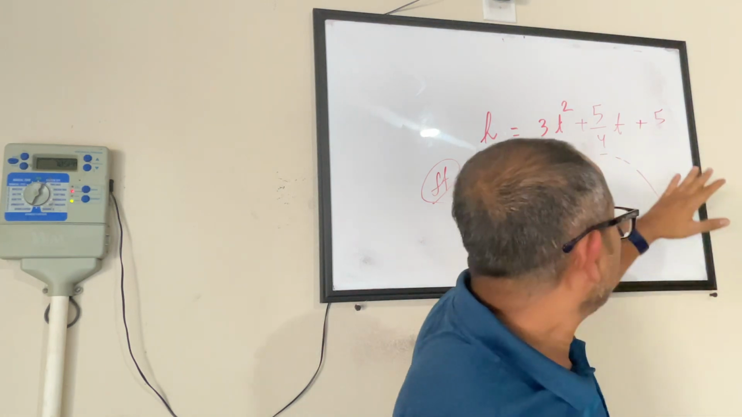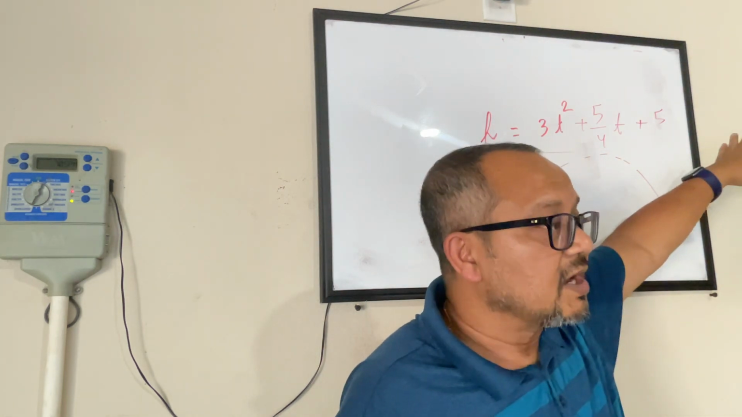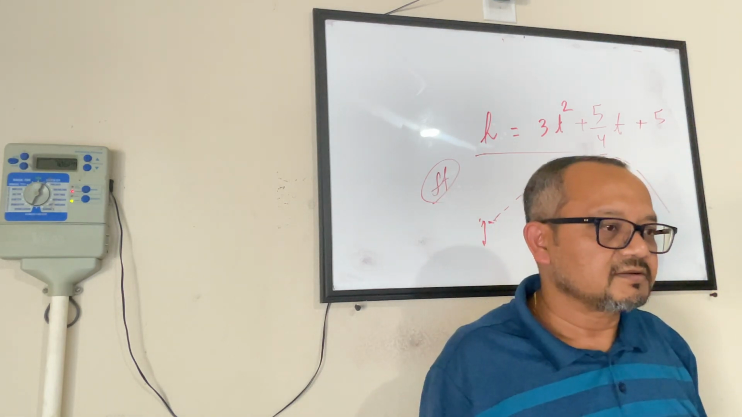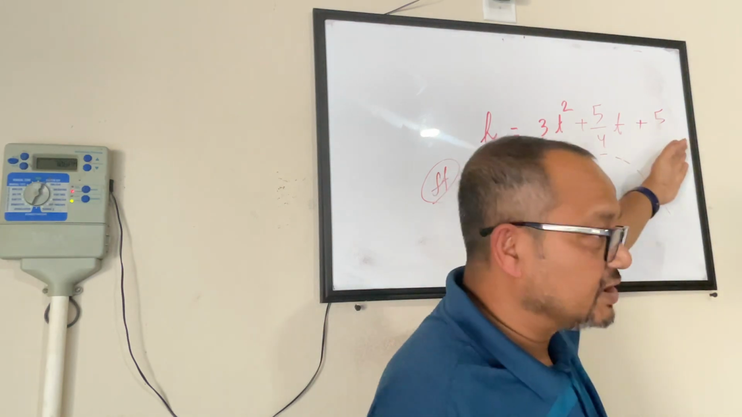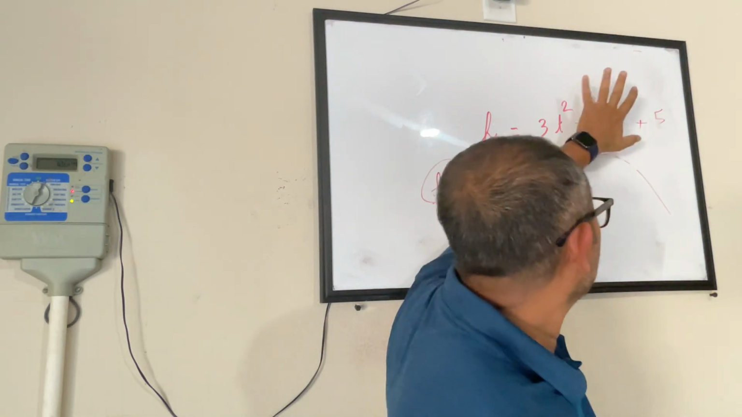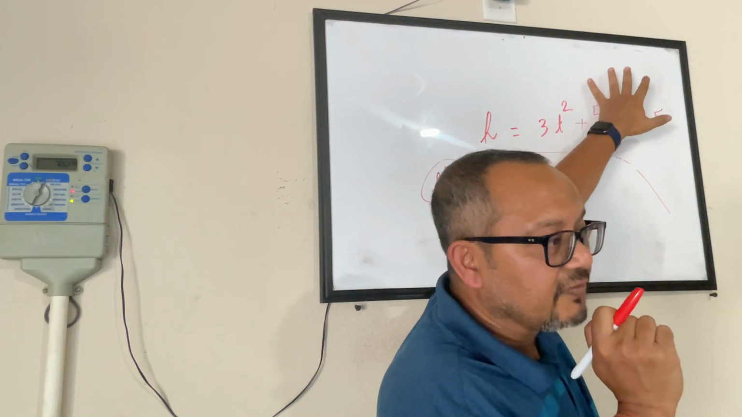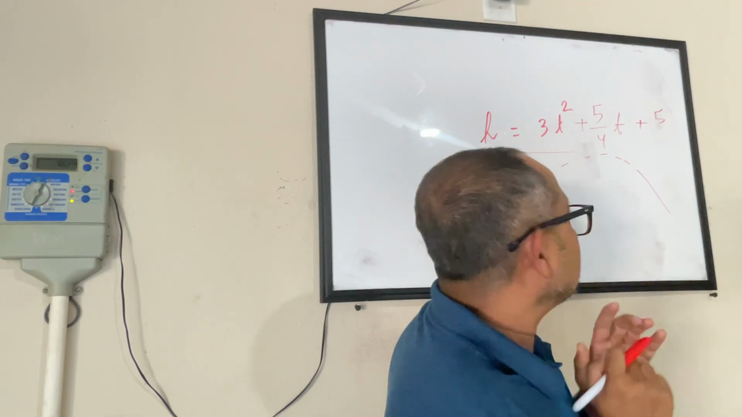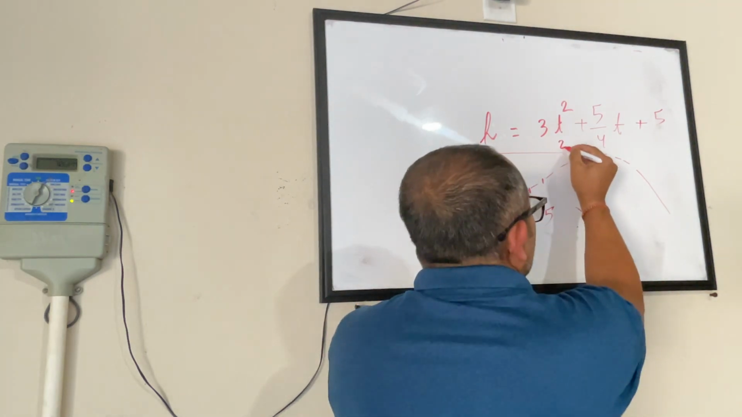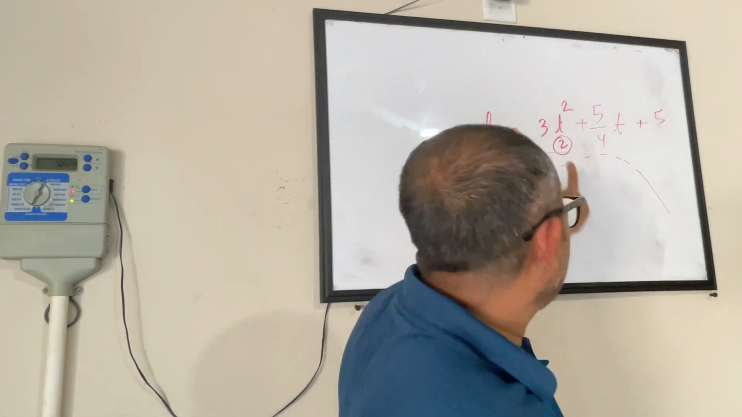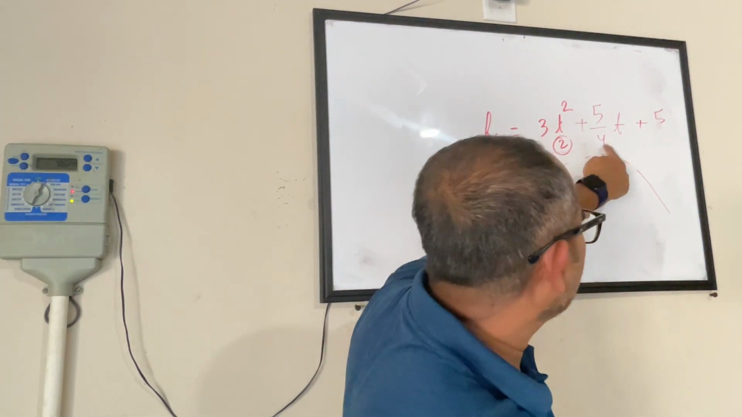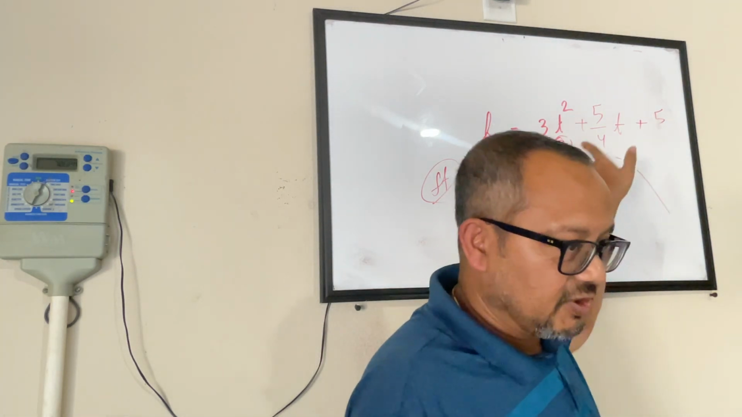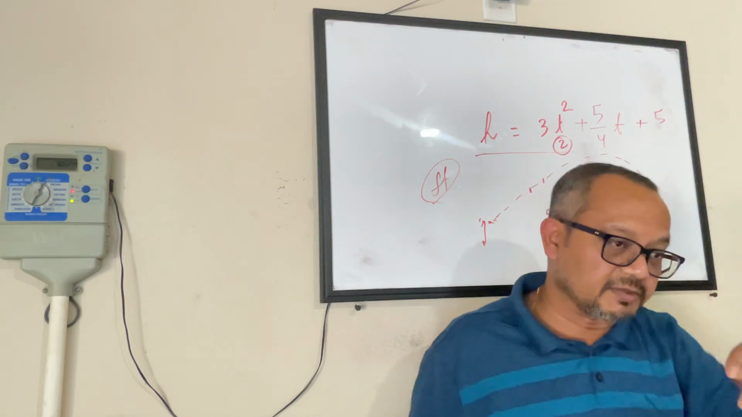Now, the second part of the question was, what will be the height of the stone after 2 seconds? Like Atharv has put 0 here, or Pradip mentioned that he will put 0 to know the starting point from where I am throwing the stone. What will be the height of the stone from the ground after 2 seconds? You just put a 2 in place of t, and then you will get 3 into 2 square, 5 by 4 into 2 plus 5. And that will be the height of the stone from the ground.